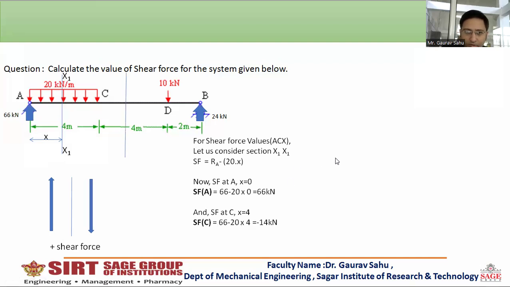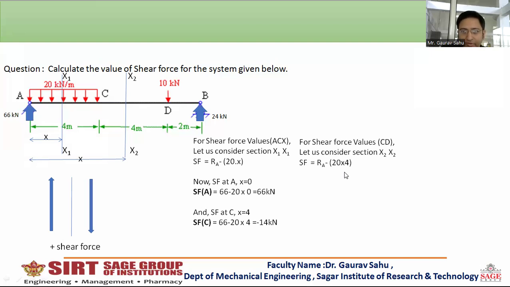Now draw another section between this point and this load. We have already covered the previous section. Now we move further from the reference point and we get a 10 kilonewton point load downwards. So we draw the section X2 here. The distance of section X2 from the reference point will again be considered as small x. Shear force for segment CD in the section X2, X2.